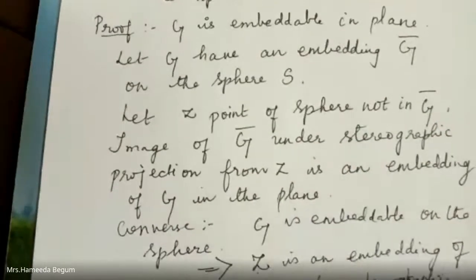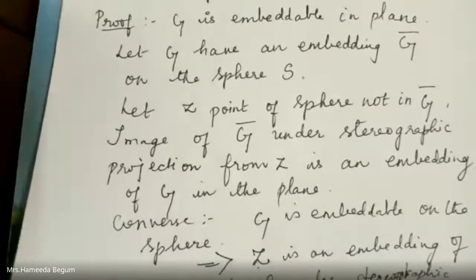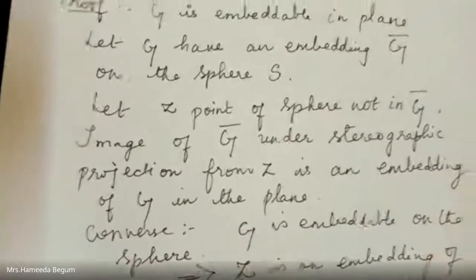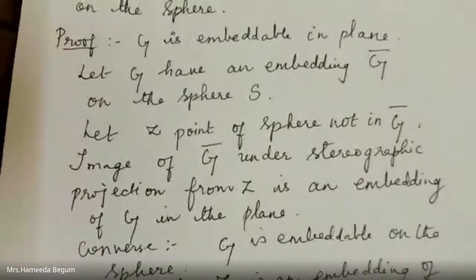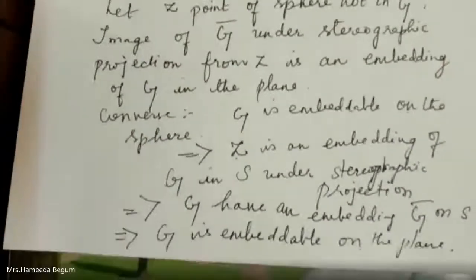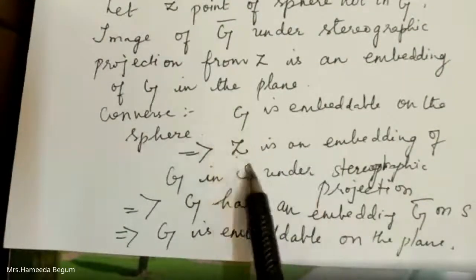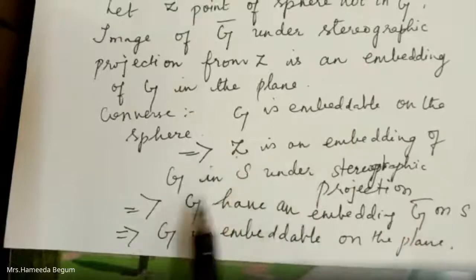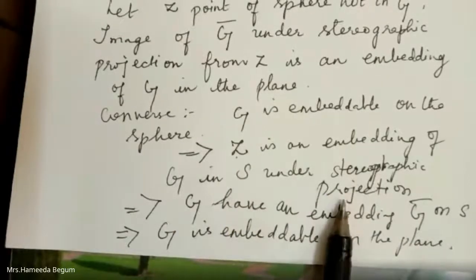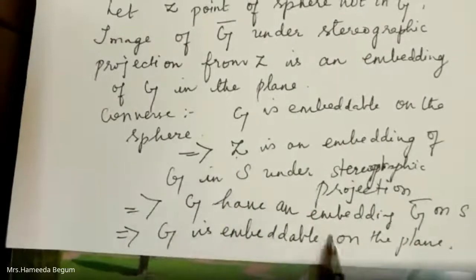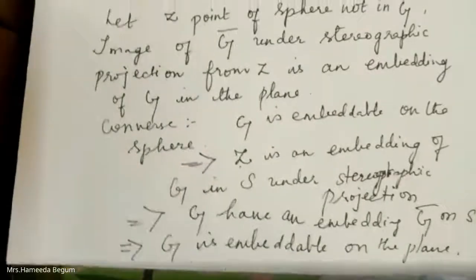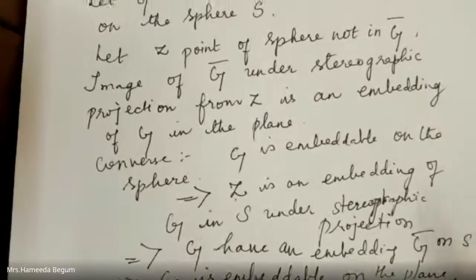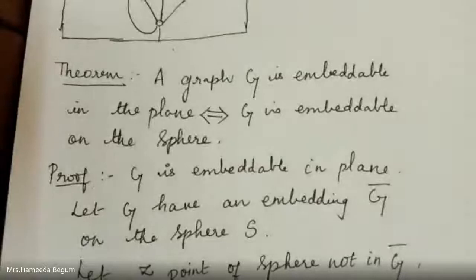Similarly, for the converse, we consider that G is embeddable on the sphere. Now if G is embeddable on the sphere, then we have an arbitrary point Z, which will be an embedding of G in S under stereographic projection, and therefore G will become embedded on the plane. So hope you understood this embedding theorem, and then we shall move on to a few more definitions.